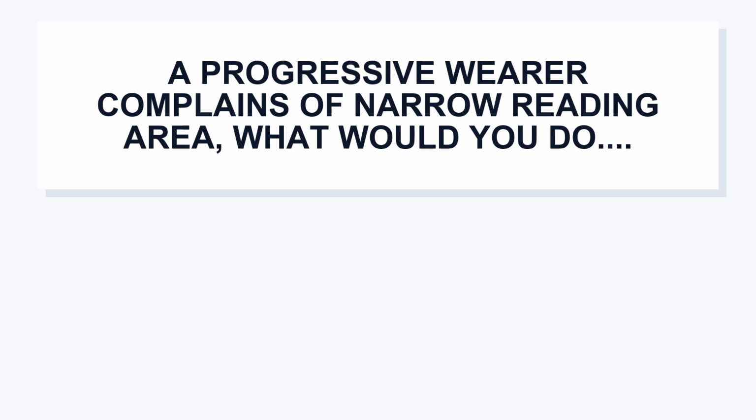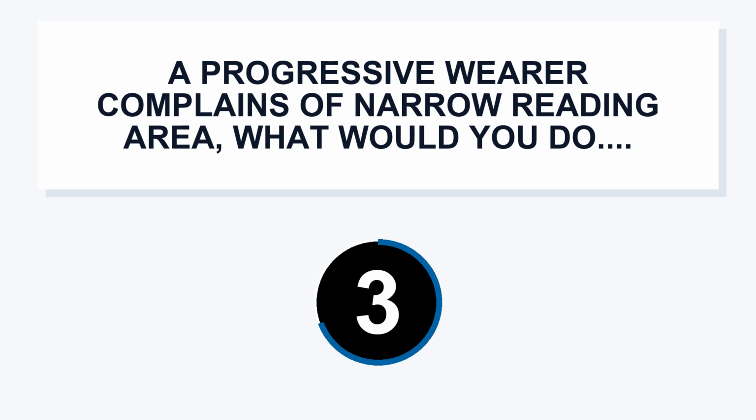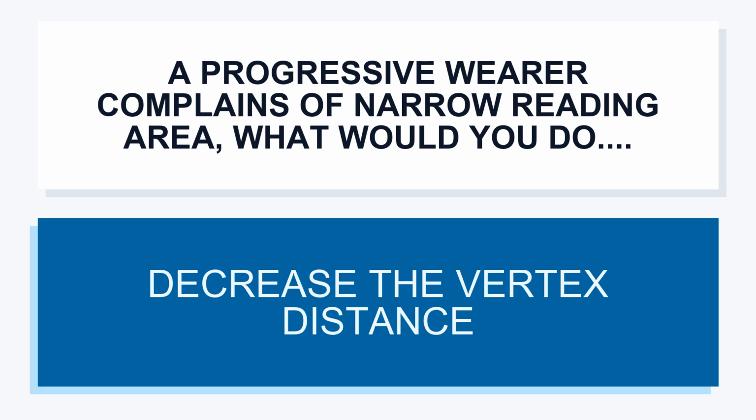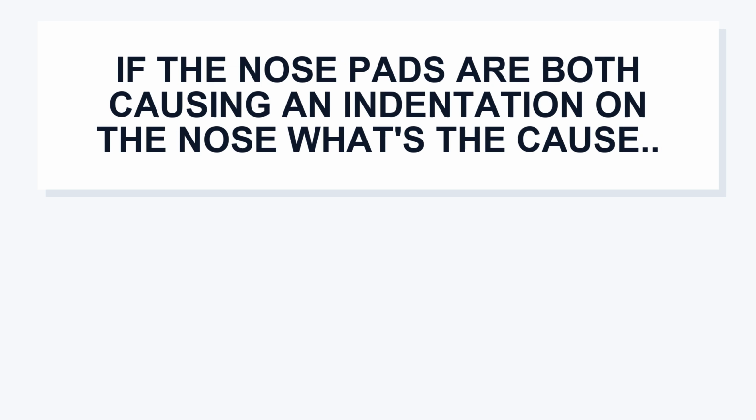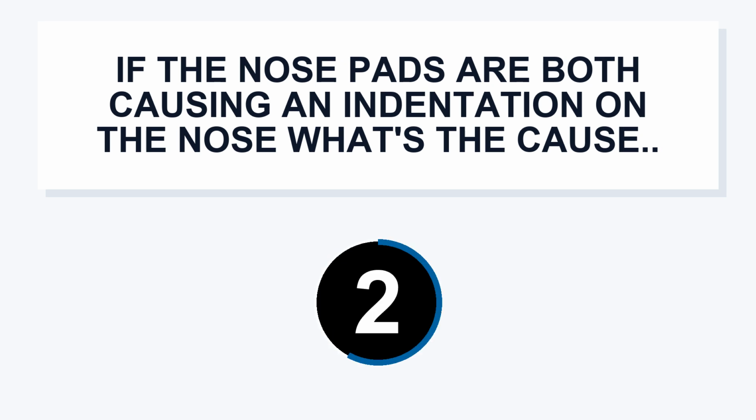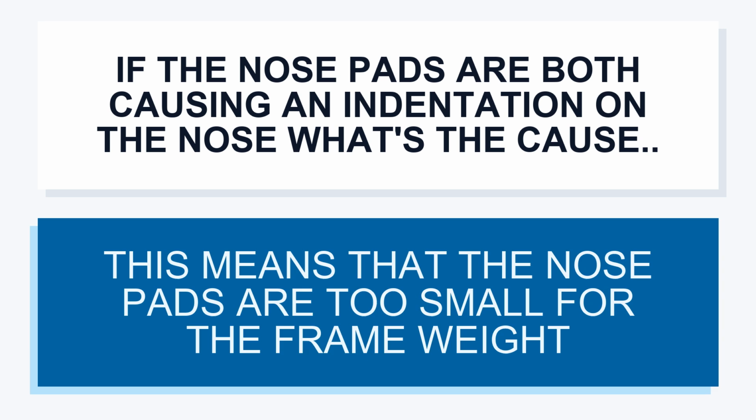A progressive wearer complains of a narrow reading area. What would you do? Decrease the vertex distance. If the nose pads are both causing an indentation on the nose, what's the cause? This means that the nose pads are too small for the frame weight.